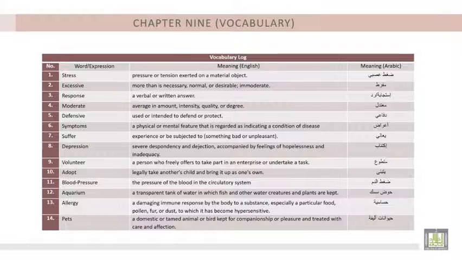The vocabulary log of this chapter includes the following. 1. Stress. 2. Excessive. 3. Response. 4. Moderate. 5. Defensive. 6. Symptoms. 7. Suffer. 8. Depression. 9. Volunteer. 10. Adopt. 11. Blood pressure. 12. Aquarium. 13. Allergy. 14. Pets. Now, listen to the program and fill in the gaps with the correct answer.